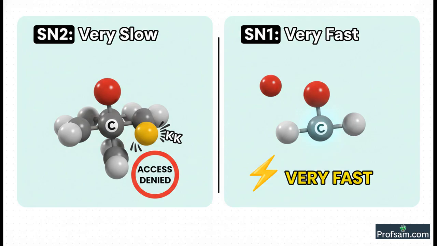You see, in an SN1 reaction, the halogen leaves first, all by itself. This creates a highly reactive intermediate called a carbocation, and the crowding from the other carbon groups actually helps to stabilize this carbocation, which makes it easier for the halogen to leave in the first place.